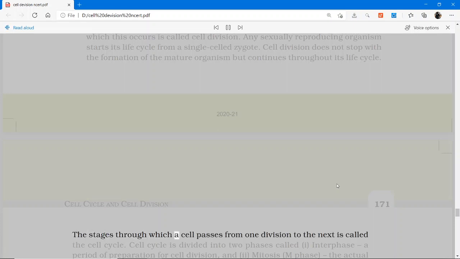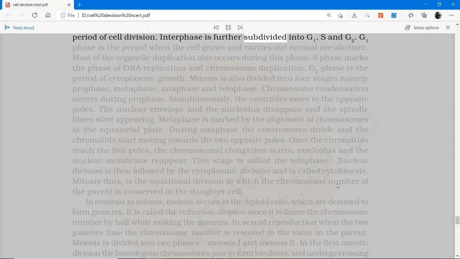The stages through which a cell passes from one division to the next is called the cell cycle. Cell cycle is divided into two phases called 1. Interphase, a period of preparation for cell division, and 2. Mitosis, M phase, the actual period of cell division. Interphase is further subdivided into G1, S and G2.